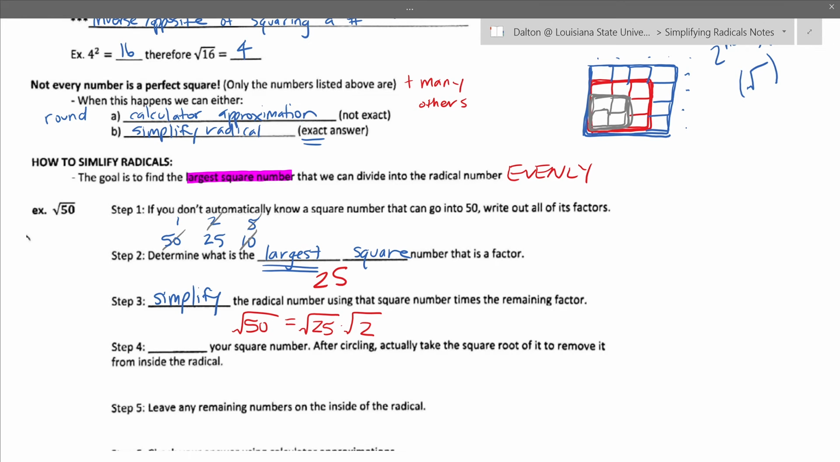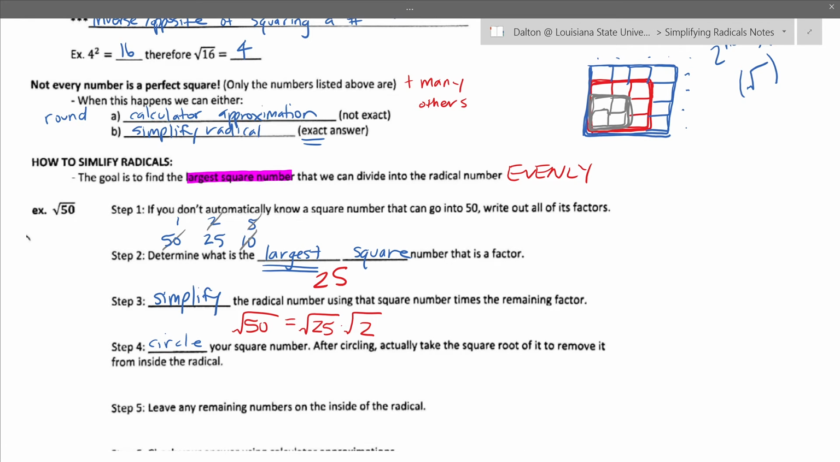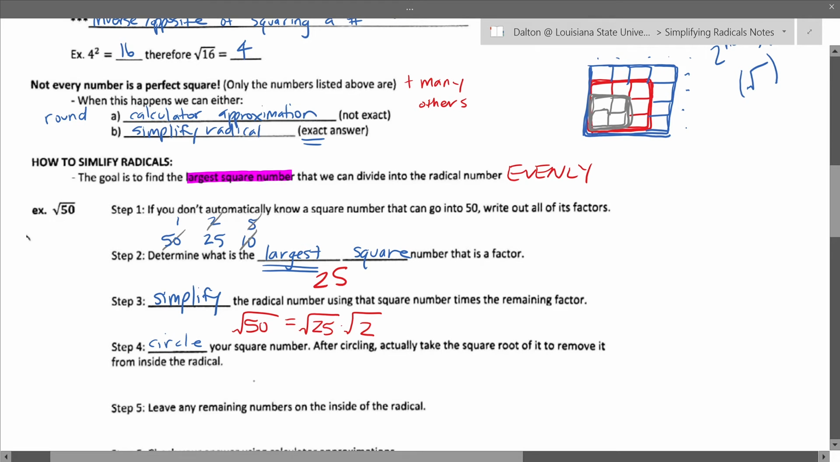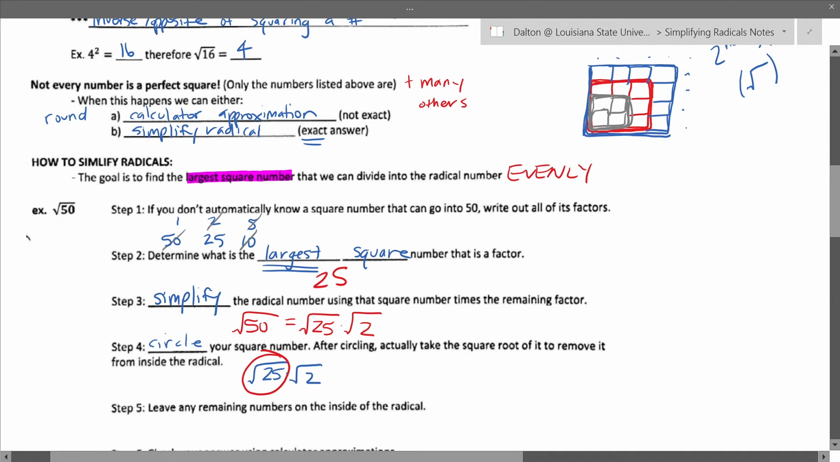Now, step 4, this isn't critical. I put the word circle here, but you could box it, whatever. You could just note whatever it is that you're doing. You're going to circle your square number, and then after circling, you're actually going to take the square root of it to remove it from inside the radical. Okay, so in the step prior to this, we had the square root of 25 times the square root of 2, but 25 is a square number. The square root of 25 is just 5.